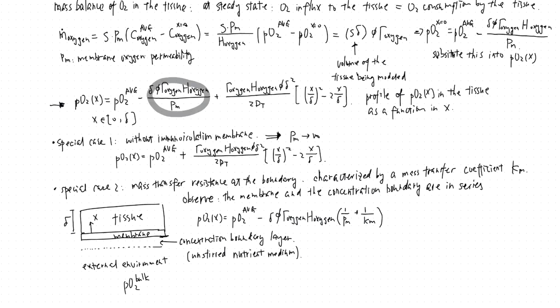And you can see that here we have added one resistance due to the extra layer. Then the third term remains unchanged. This term is due to the oxygen consumption within the tissue, which gives you the quadratic profile. This term has nothing to do with the boundary.